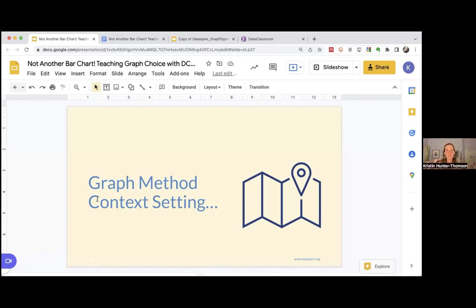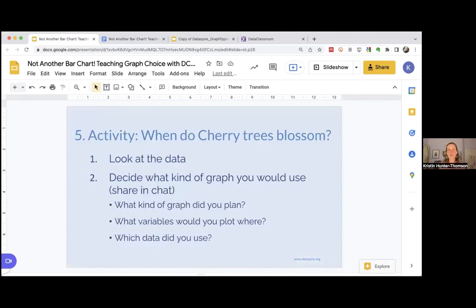And Aaron was getting at this a little bit as he was clicking around. And for those familiar with Data Classroom, sort of the power that you can easily look at data. But we're going to go through an activity together, where we're going to try to think about the question, when do cherry trees blossom?